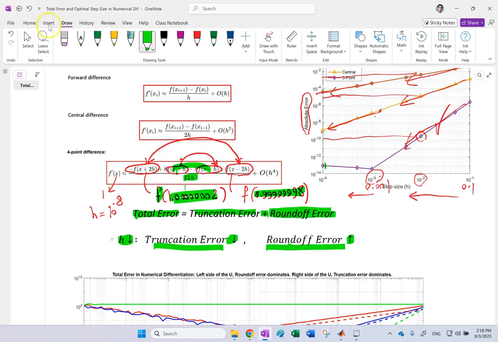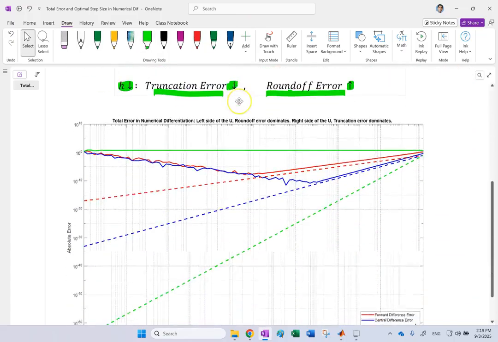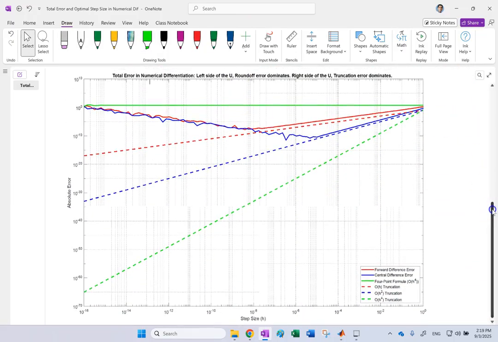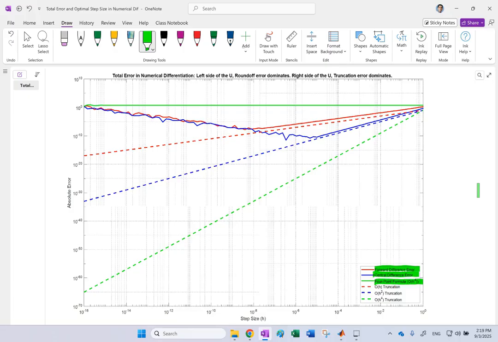Now here in this other plot, which I'm going to run the code for and show you, I have again the forward method, the central method, and the 4-point method for different h's. And again, as I go from right to left, you see h goes from almost 1 to 10 to the negative 16, which is the limit of MATLAB.